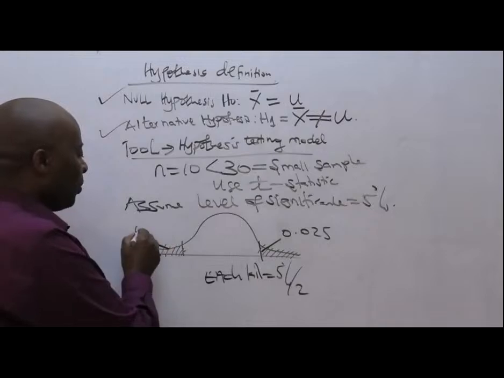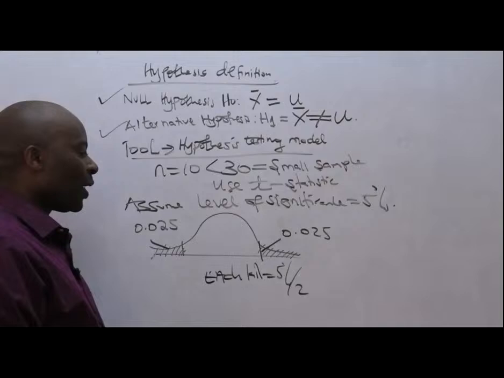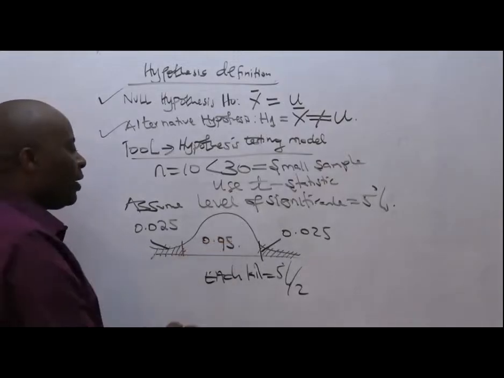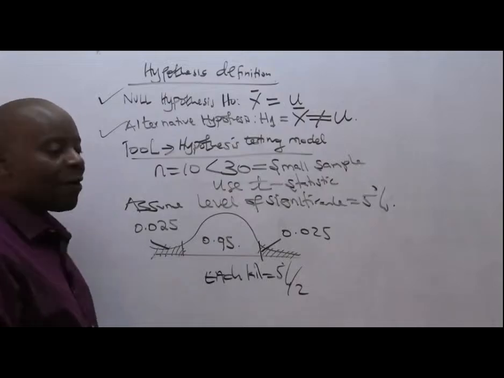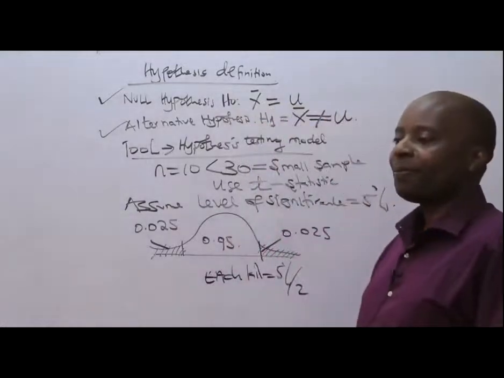0.025. This one here will be 0.025, like that. 0.025. And of course, in between here, we'll have 0.95, given that the total area must be 100%.